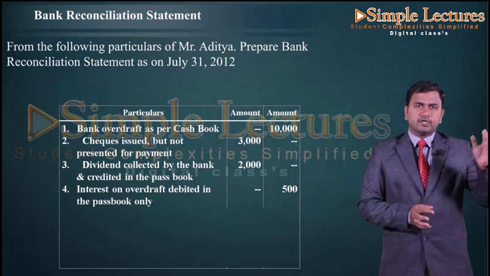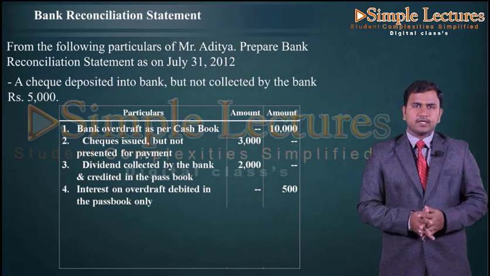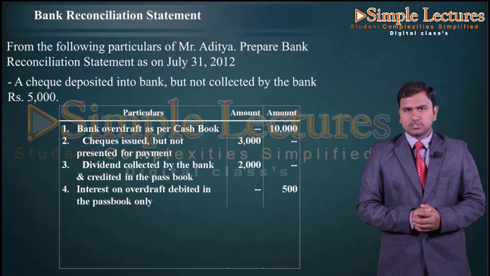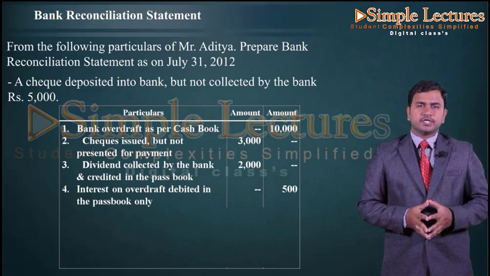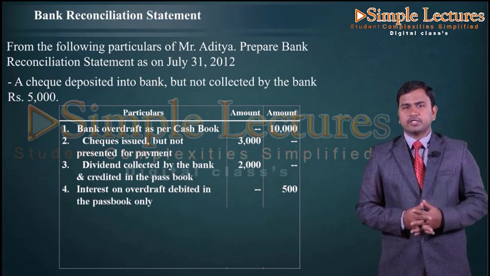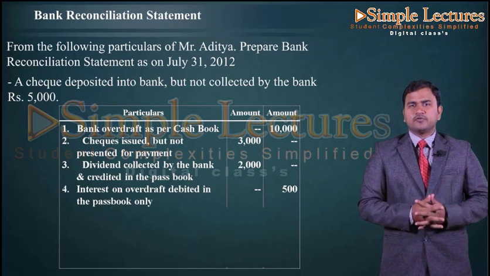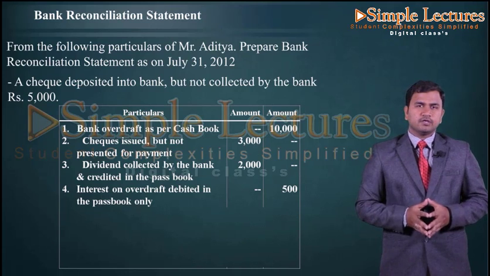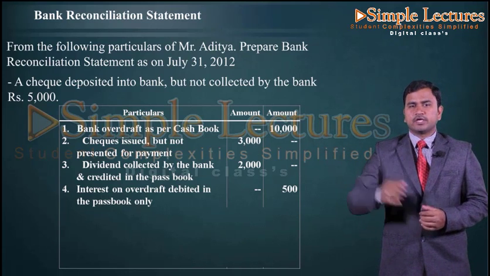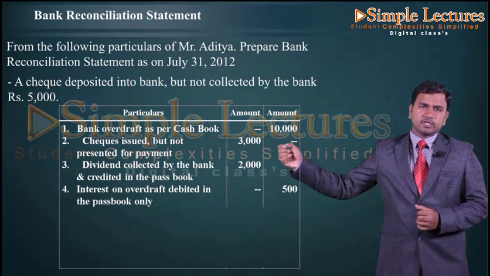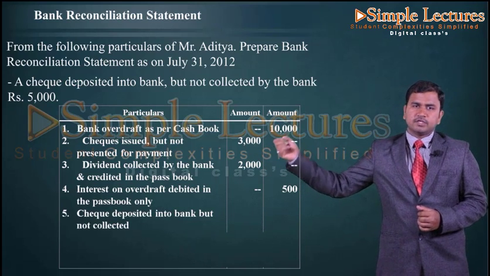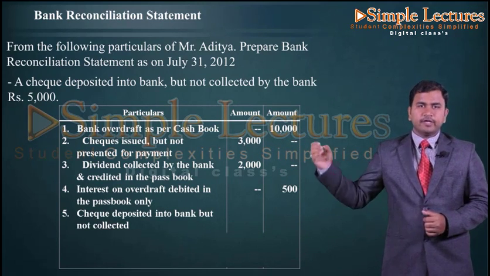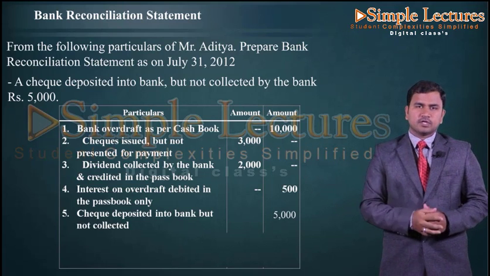Then we have the check deposited into bank but not collected by the bank, 5000. So here the check was deposited into the bank but was not collected by the bank. This amount we are going to show in the negative balance so that the amount will be considered in the balance we have in the negative balance. So serial number 5, check deposited but not collected by the bank, in negative amount column 5000.